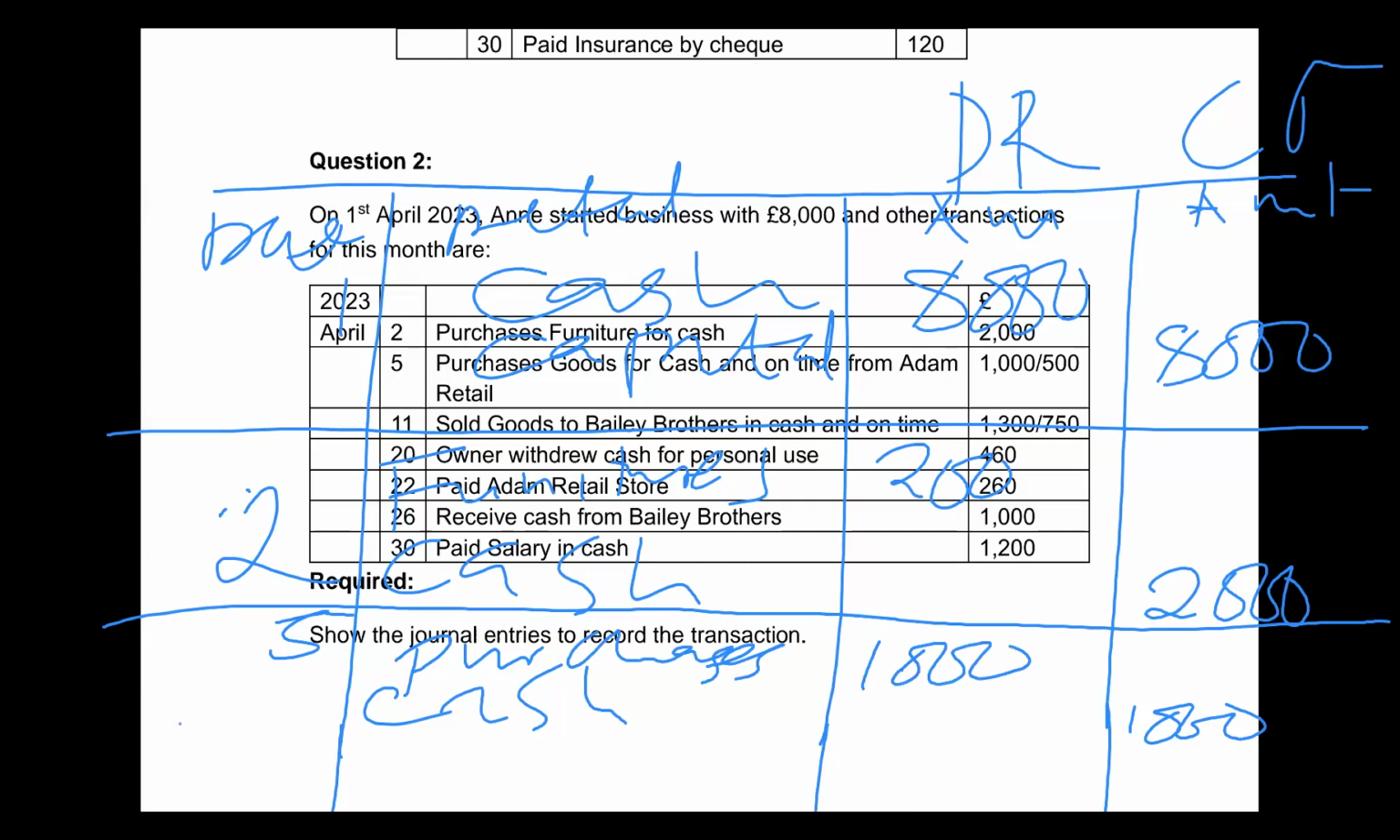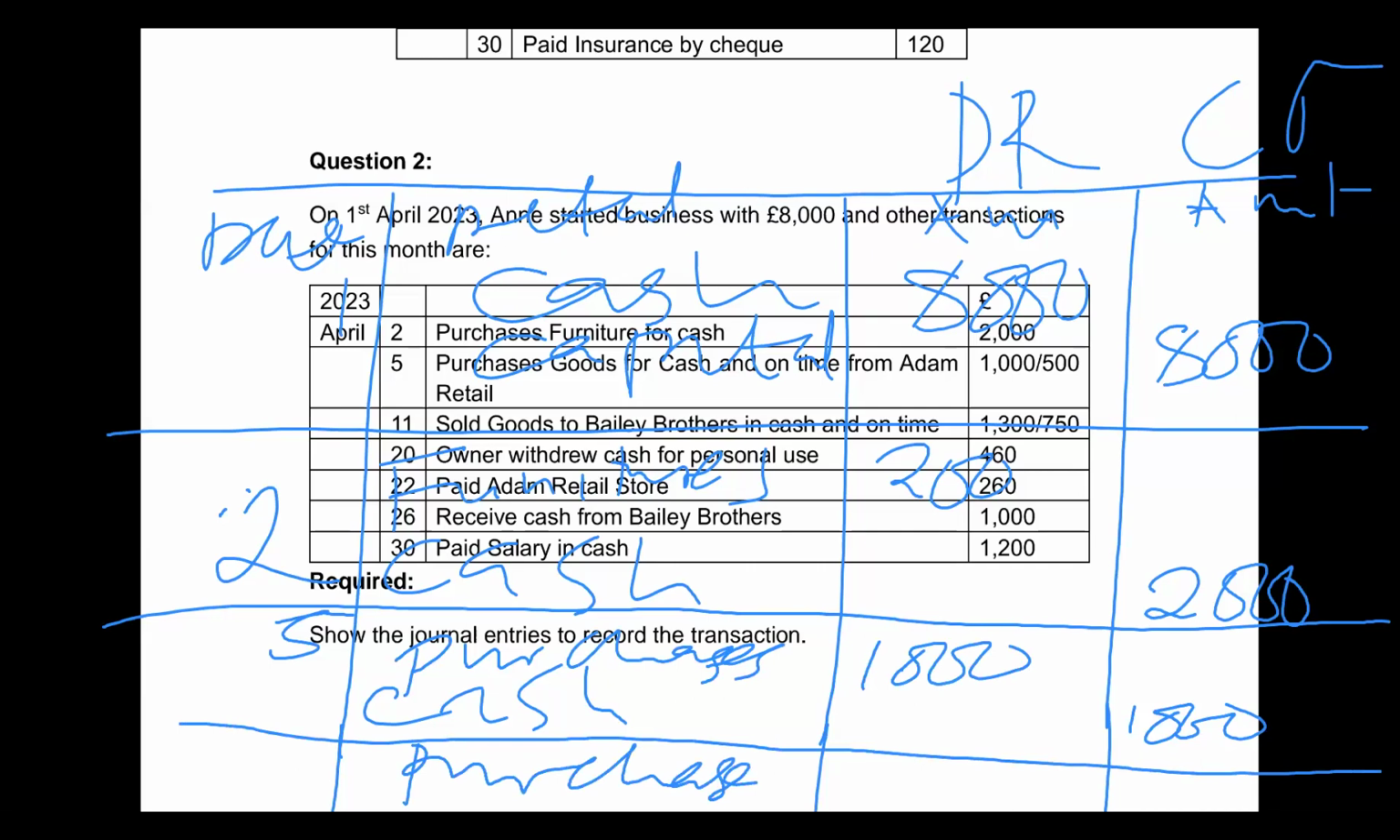Then again, on the same day, we have purchases on time from Adam. How much is that? 500. Now you are purchasing on time, so you have a payable. Is that right? Yeah, that's correct. We are good? Okay.